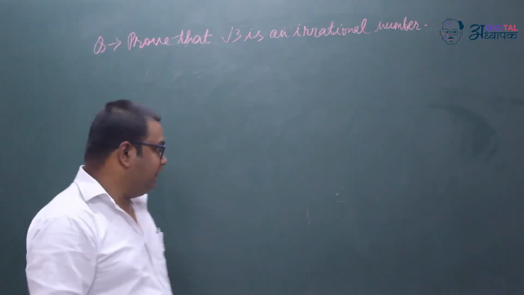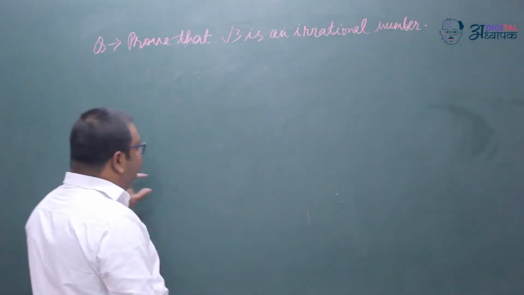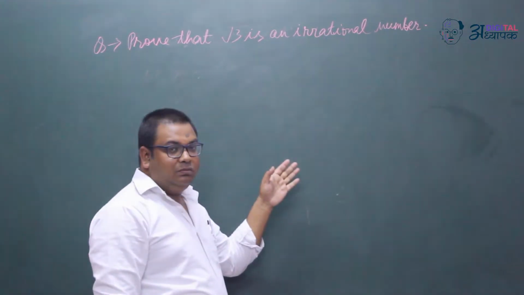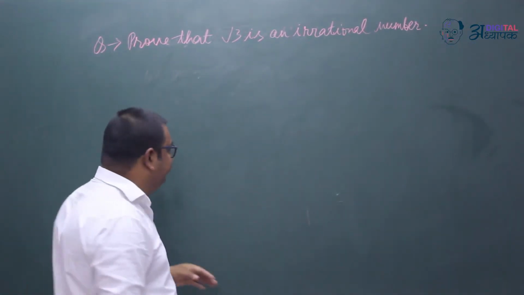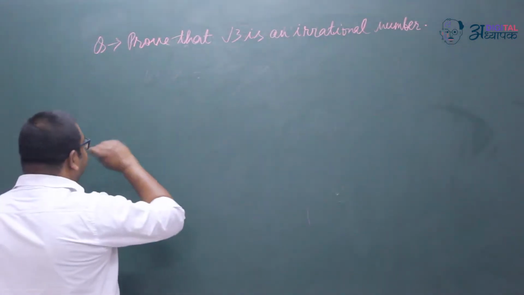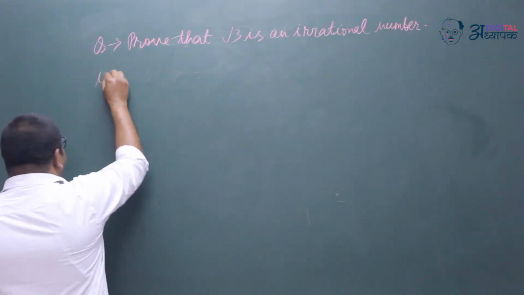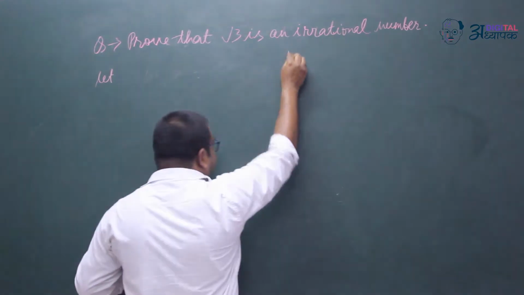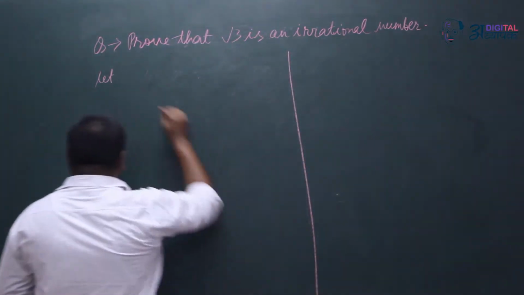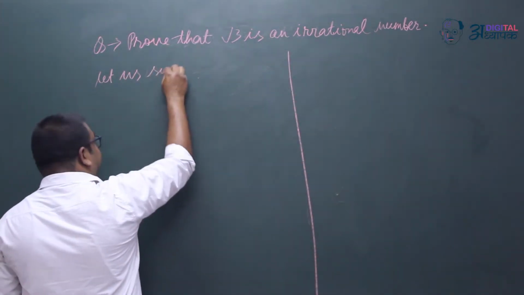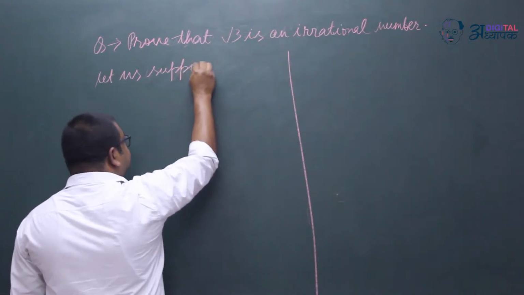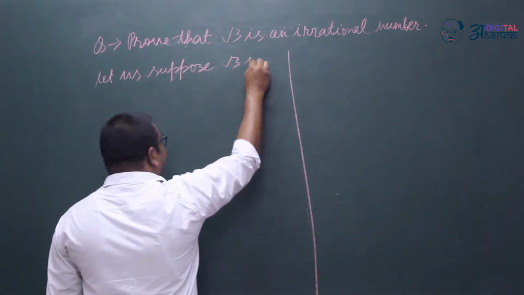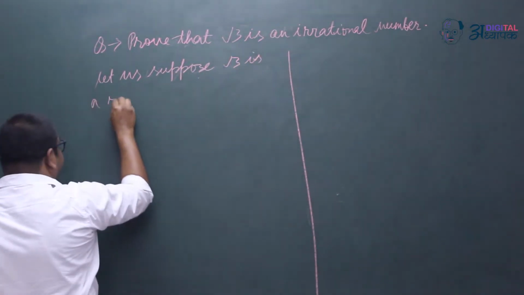is unique. Now, what we will do? We will solve this question by the method of proof by contradiction. So, what we will write? Let me divide the board first. Let us suppose root 3 is a rational number.